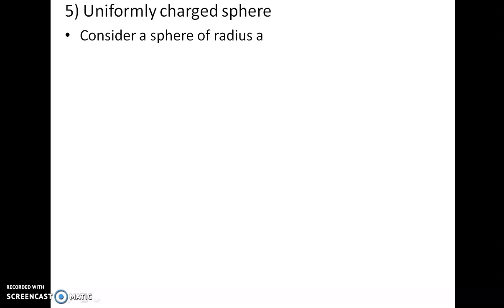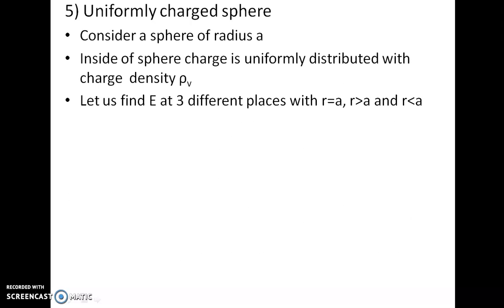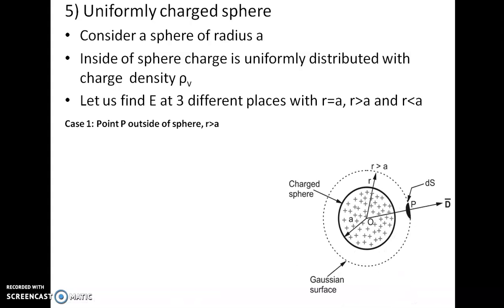So I am considering a sphere of radius a. Inside of this sphere, the charge is completely and uniformly distributed in the volume. If you take this sphere, this is a volume. So the volume charge density of this sphere is taken as rho v.